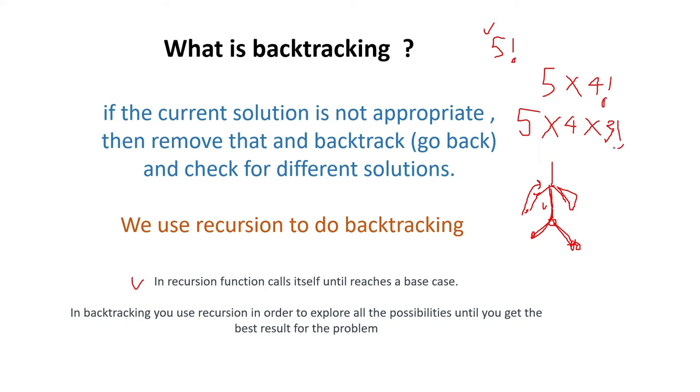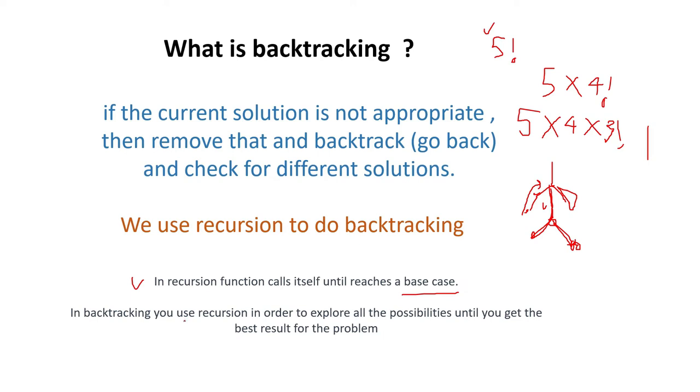And where do we have to stop? Every time the number is decreasing by 1, so the base case will be when the number is 1. We will not go beyond that. Then we return all the results and combine them, and the result will be 5 into 4 into 3 into 2 into 1 ultimately. So that is straightforward recursion.